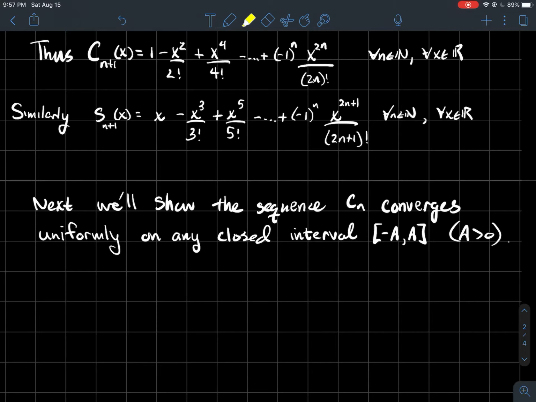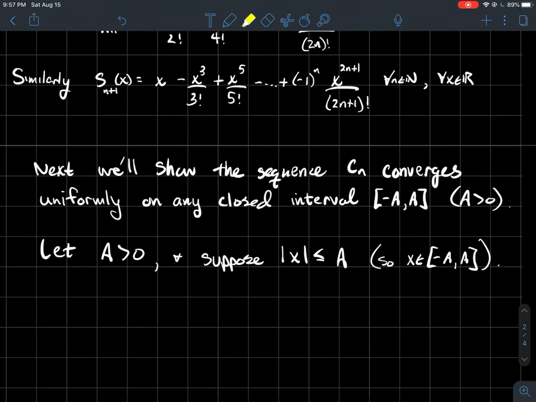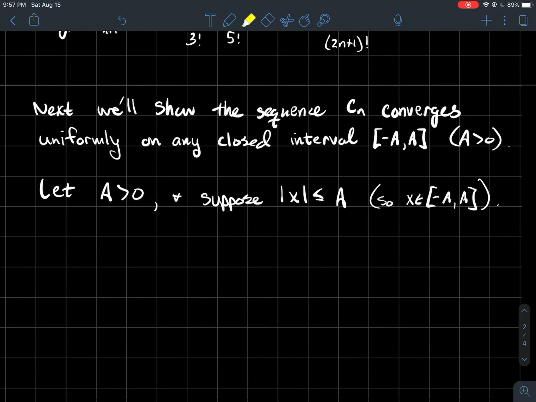And if I can show you that it converges uniformly on any closed interval from minus a to a, that means it also converges uniformly on the whole real line, which will be good. And so, okay, let's do that. Let a be a positive number, and let's suppose that x has absolute value less than or equal to a. All that's saying is that x is in this interval that I care about, minus a to a.